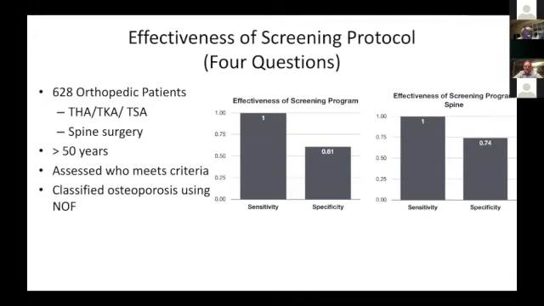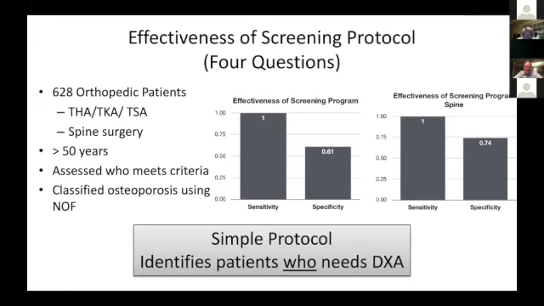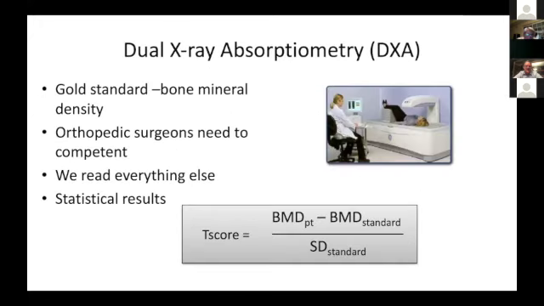And this was true whether it was a spine patient or a total hip or joint arthroplasty patient. Spine patients actually did a little bit better. So it was a very simple protocol and identifies patients who need DEXA. I don't need to bore people here with how DEXA works, but that's going to be the gold standard for us.